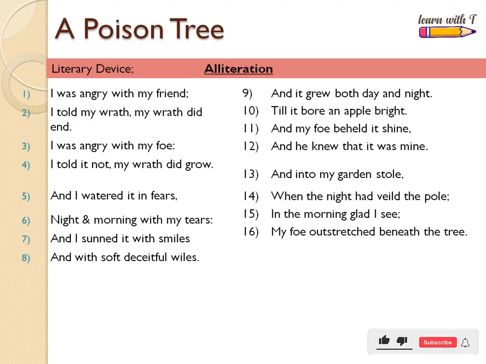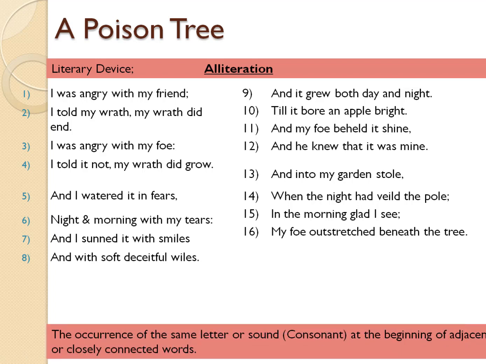What is alliteration? I have already discussed this literary device in my other video. The link has been given in the description. Alliteration is basically the use of the same consonant sound in closely connected words in the poem. For example, in A Poison Tree, Blake has used alliteration. Let's see where he has used that literary device.